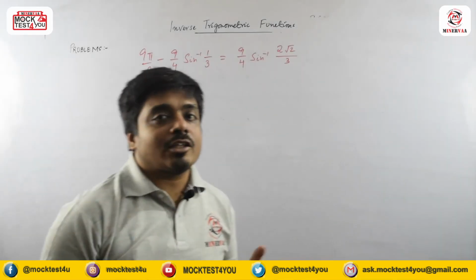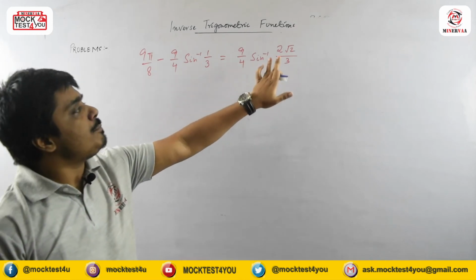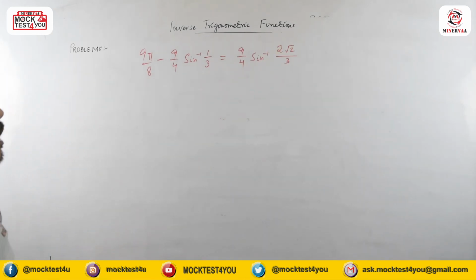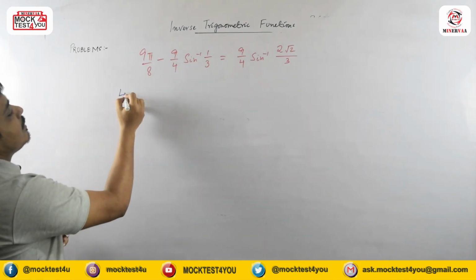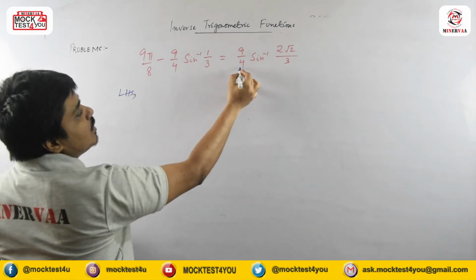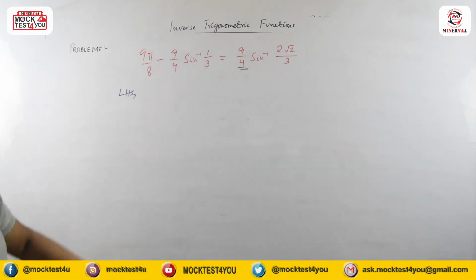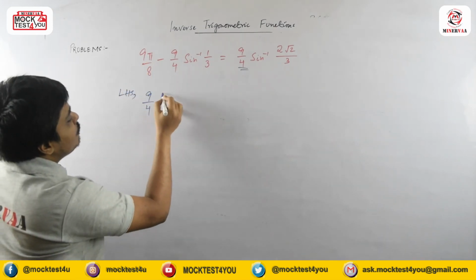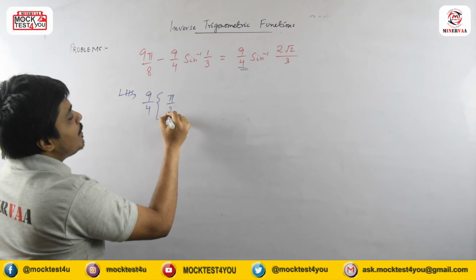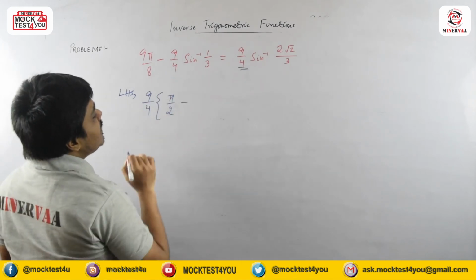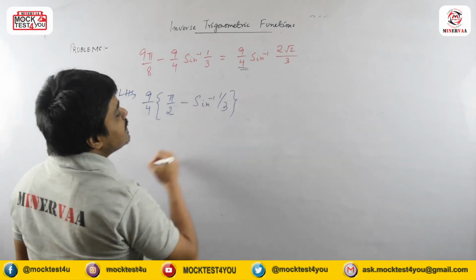So we have here another proof of this chapter, that is 9 pi by 8 minus of this thing is equal to 9 by 4 sin inverse 2 root 2 by 3. So when I see this proof, if I look at the left hand side and look at the right hand side, there is one 9 by 4 term. So if I look at these two terms, I can take 9 by 4 common. So if I take 9 by 4 common, what we have in here? We have pi by 2 in here, and we have minus sin inverse 1 by 3. This is what we have.